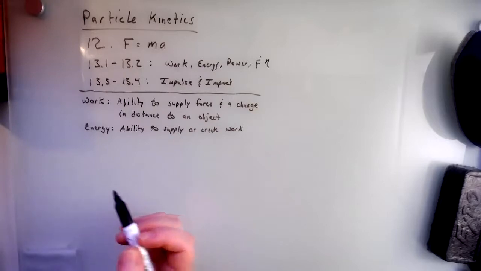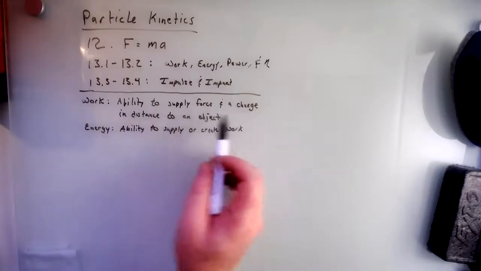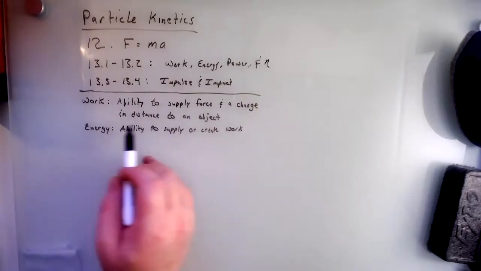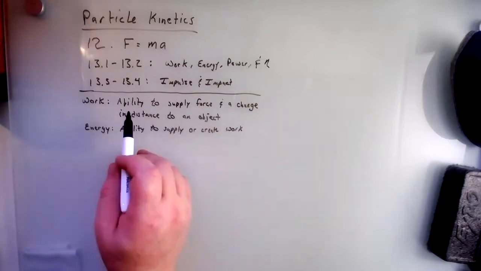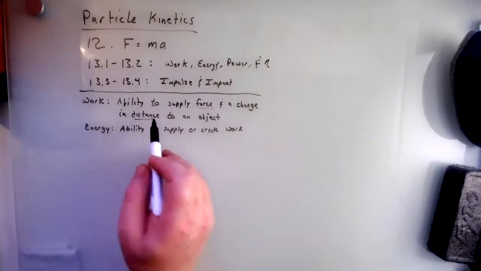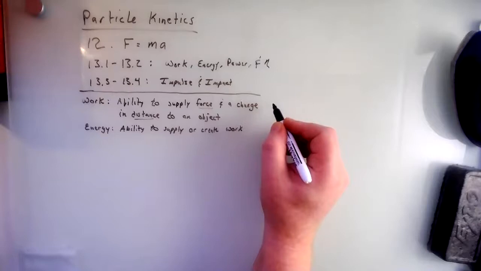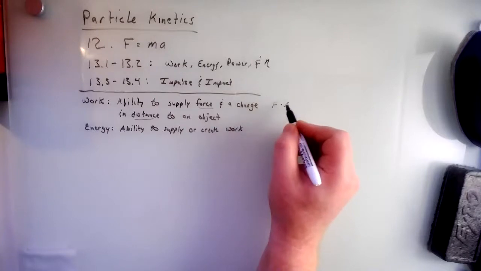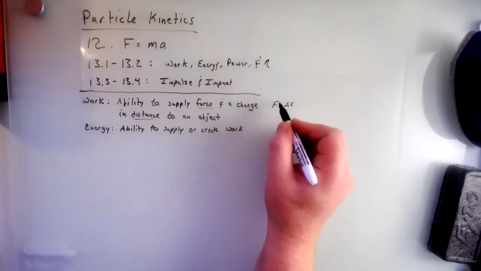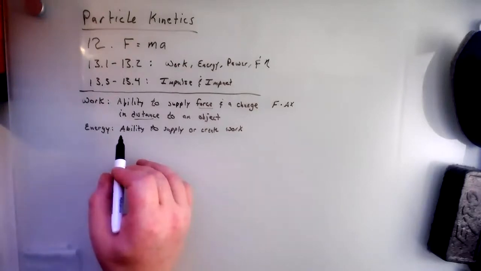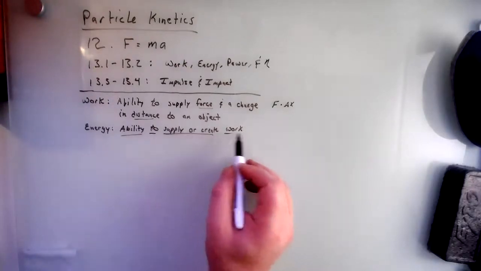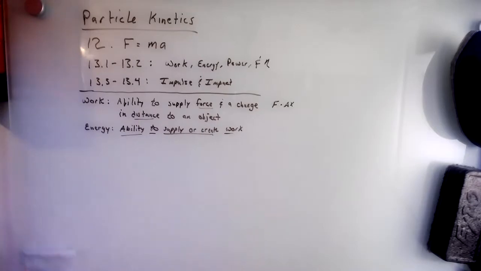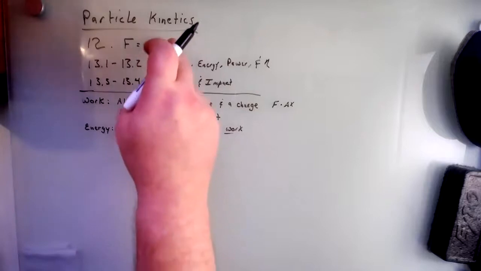So what is work? What is energy? Work is the ability to apply force and to cause a change in distance to an object. So force, distance, right? We're familiar with that. Force times distance, so we'll say dx for the time being. What is energy? Energy is the ability to do work, right? Okay, well, that is simple enough. And the question is, where does this come from? Well, it actually comes from Newton's second law.